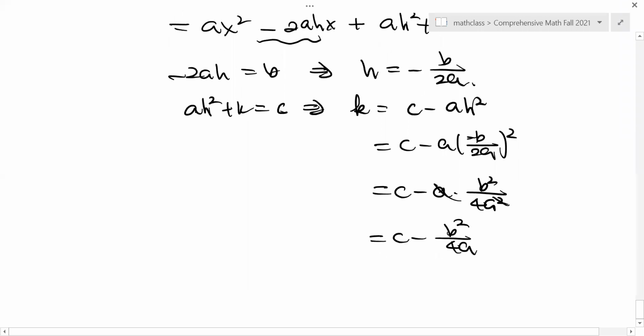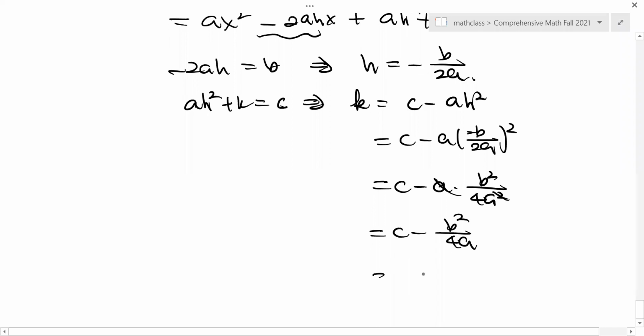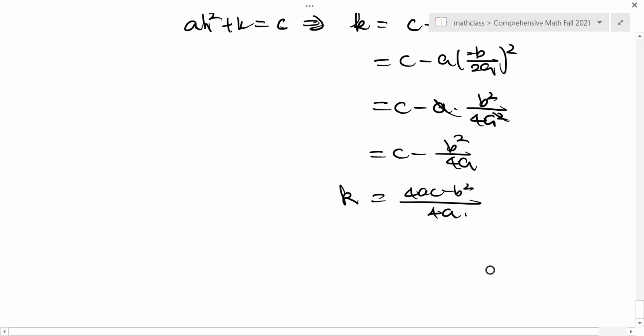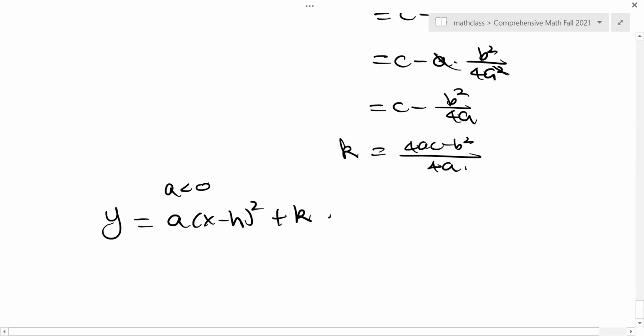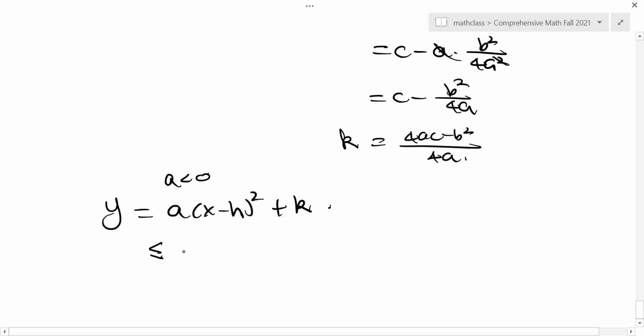Okay. And if you want to put them together, it's 4ac minus b squared and here 4a. So there's a formula for how you get h and k. Anyway, if you have a(x minus h) squared plus k, and a is negative, then this will be less than or equal to k, because the squared term is never positive. That is true for any value of x.